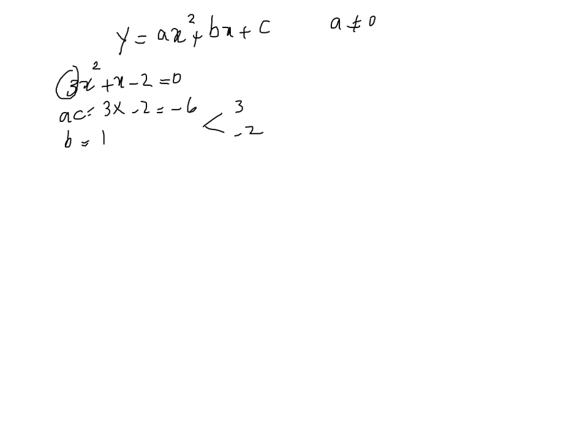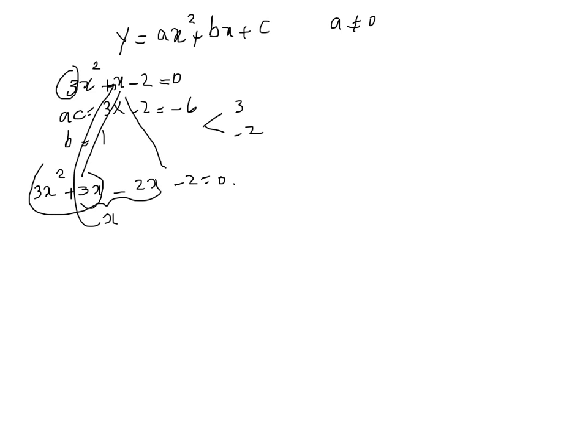So 3x squared plus x minus 2 equal to 0 can be decomposed by splitting the x term. I can write 3x squared plus 3x minus 2x minus 2 is equal to 0. Now I take these two terms together and these two terms together. 3x squared plus 3x, I can factor out 3x, I get x plus 1. Negative 2x minus 2, I can factor out negative 2, I get x plus 1.